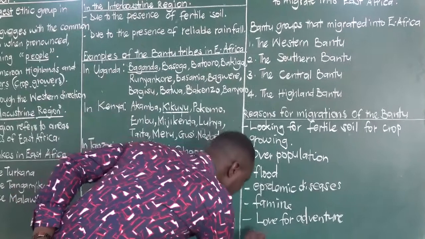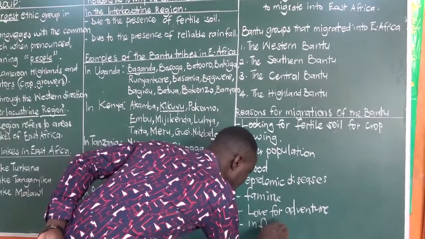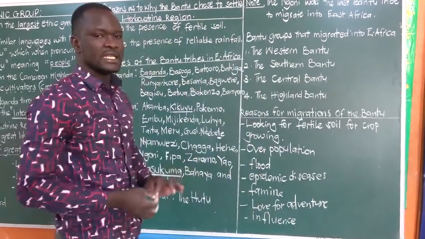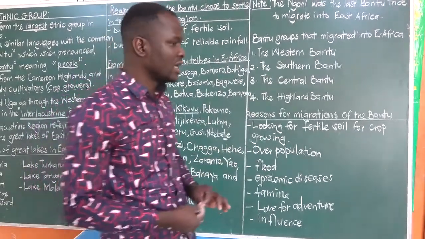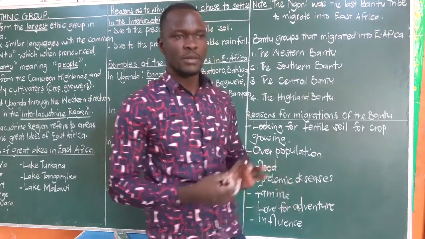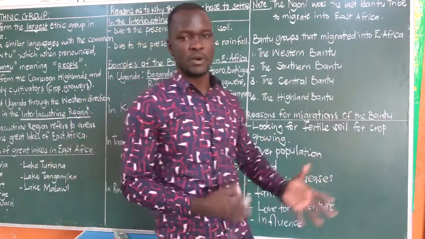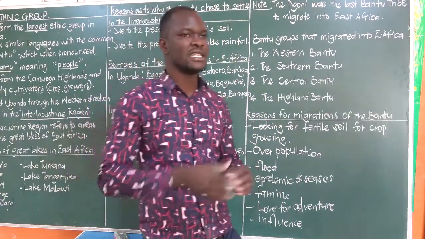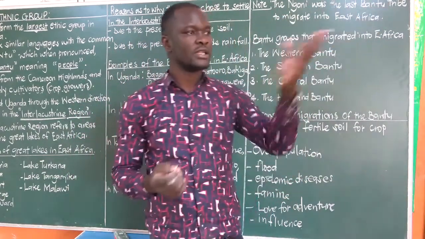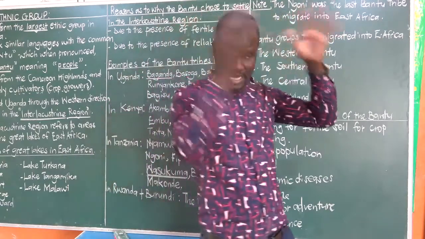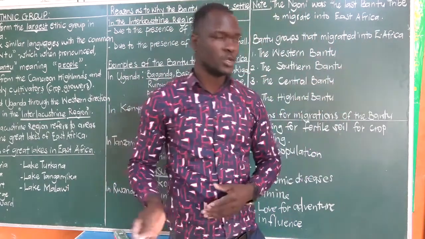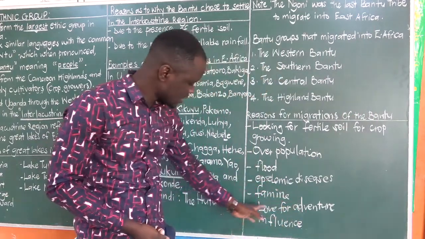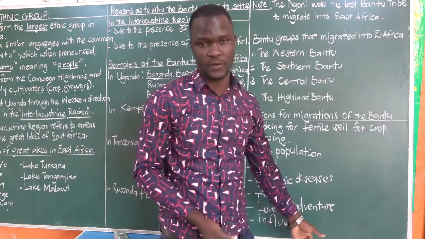And then also we talked about influence. In this line of influence, we said there were those that could move because they were seeing other people moving. They didn't have it in plan, but because they had seen their relatives, their colleagues, their friends moving with luggage on the head, they could also just join, and they end up migrating. That's what they termed as migrating due to influence.